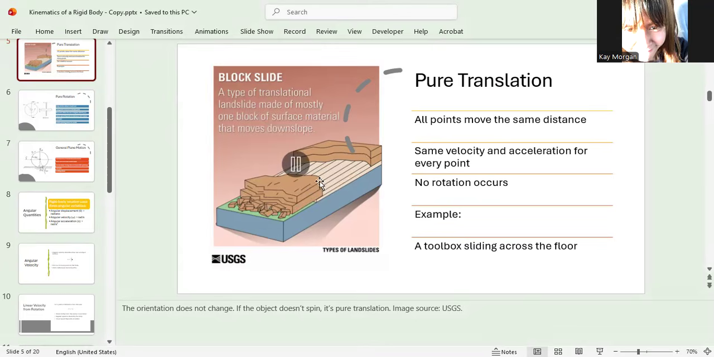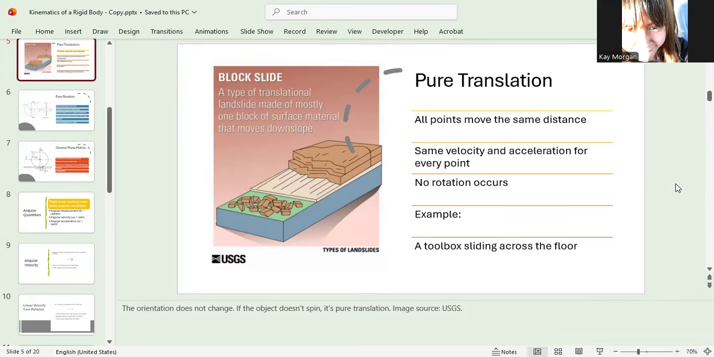Look at this. I just activated this so you can see the translation. There's no rotation going on in the block slide. Just moving down in one direction, and everything that makes up that block, we see all the points inside that little tiny block also move in the same direction and the same distance. So again, the key idea is no rotation in pure translation. And of course, the orientation of that object does not change as it moves. Orientation is going to be the same.